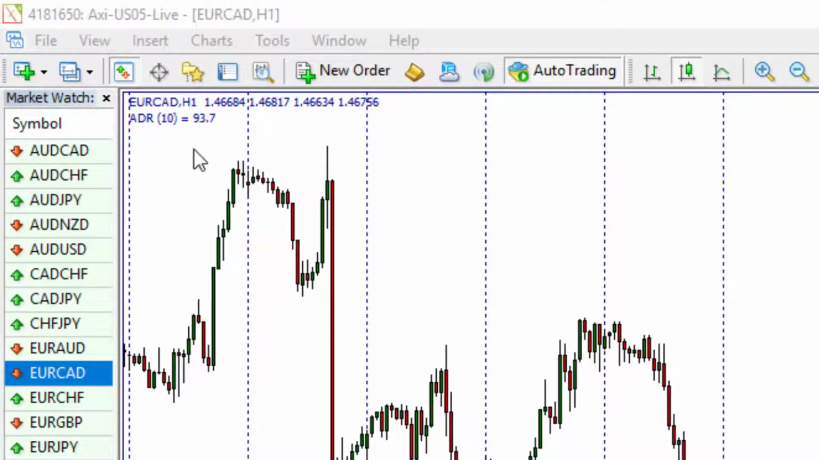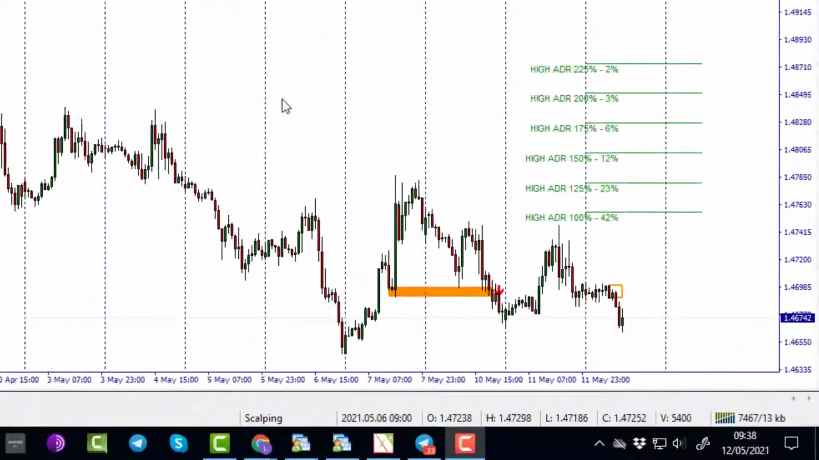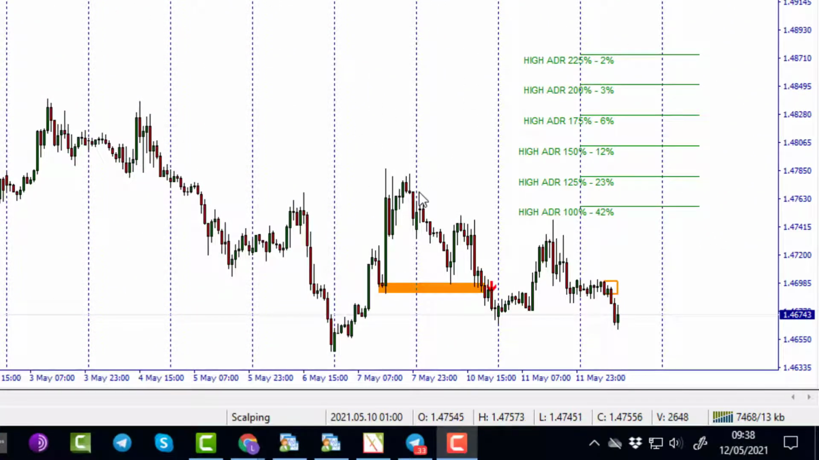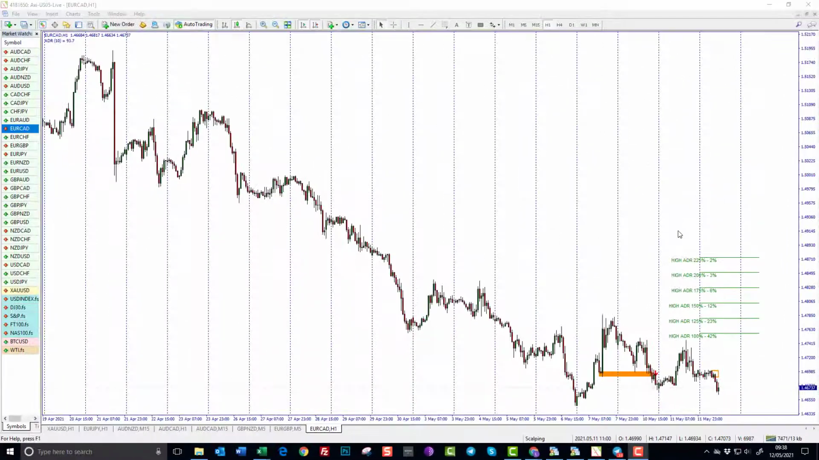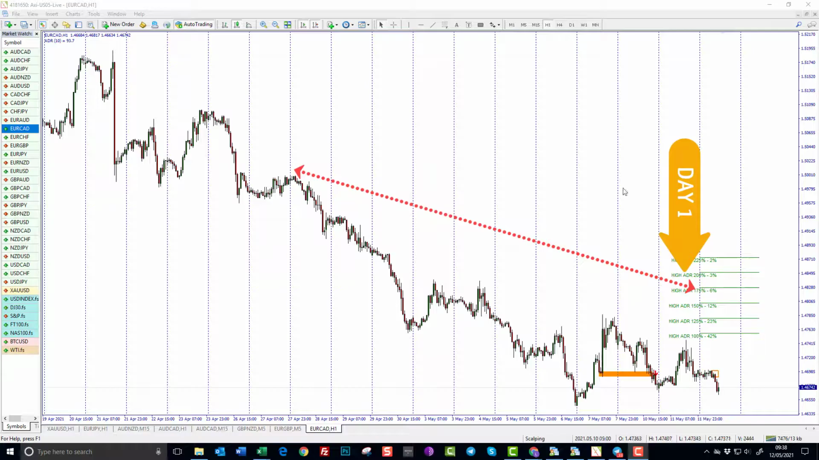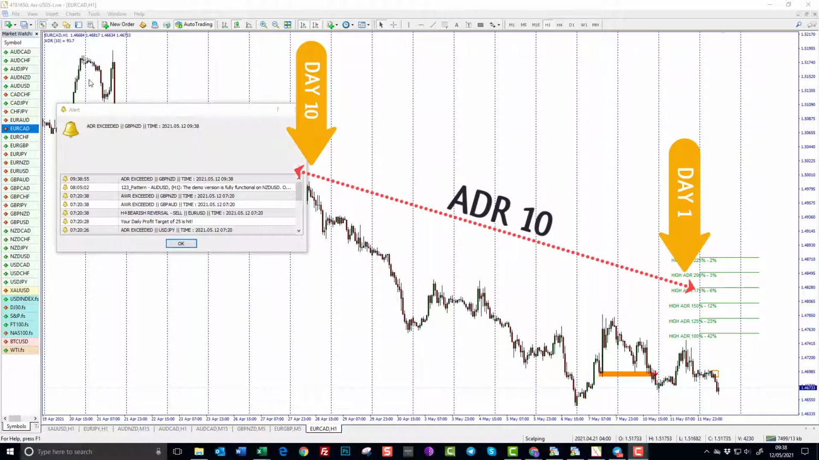But as you can see, the ADR 10 on this particular pair, which is the Euro CAD, is currently sitting at 93.7. The way this is calculated is that the ADR is from the high of the day to the low of the day, and it starts calculating at the previous day. So this day here is day 1, and then we would go back to 2, 3, 4, 5, 6, 7, 8, 9, and 10. So this would be the ADR 10. This is the last 2 weeks of movement that it is currently measuring.